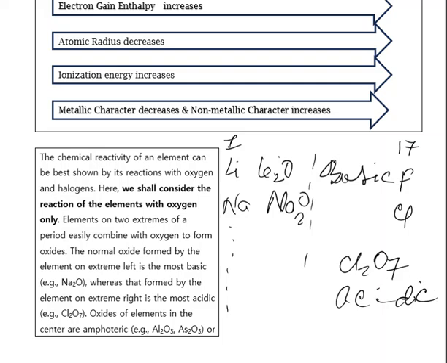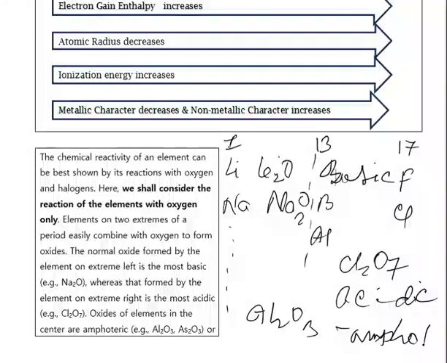If we are considering the elements of group 13 or 14, that means boron and aluminum, then we have to take Al2O3, and Al2O3 is amphoteric in nature. Amphoteric means these compounds react with acid as well as base.